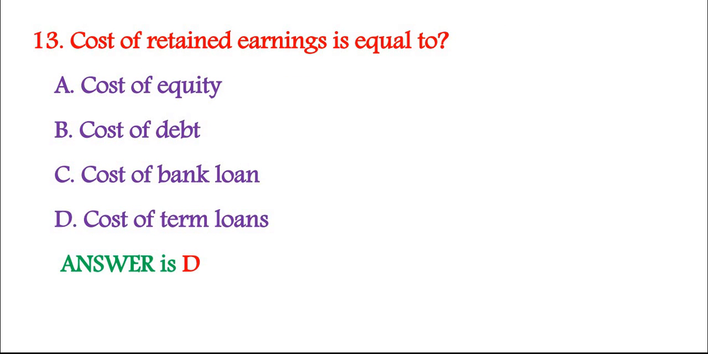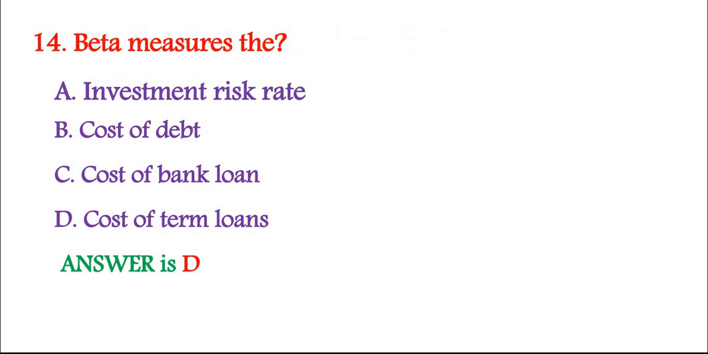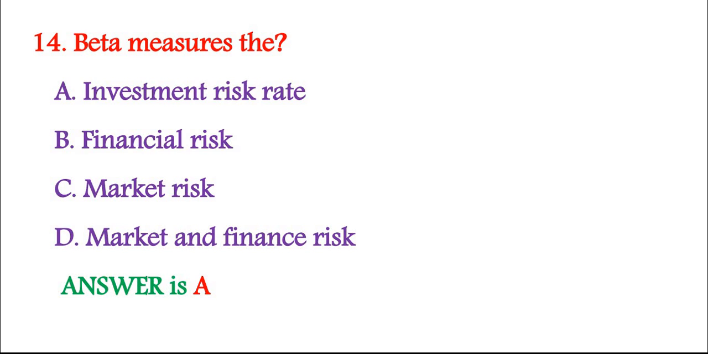13. Cost of retained earnings is equal to: A. Cost of equity, B. Cost of debt, C. Cost of bank loan, D. Cost of term loans. Answer is D. 14. Beta measures the: A. Investment risk rate, B. Financial risk, C. Market risk, D. Market and finance risk. Answer is A.